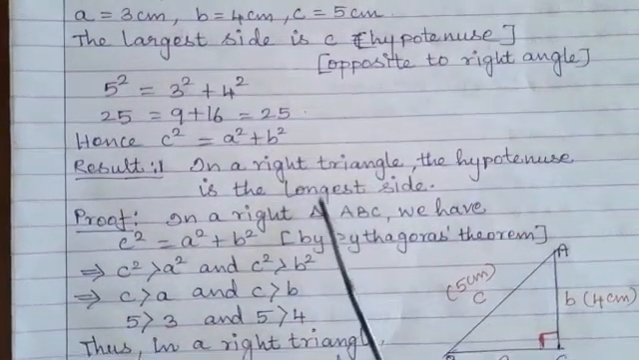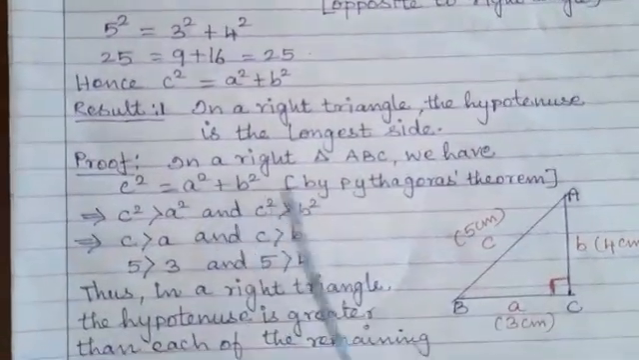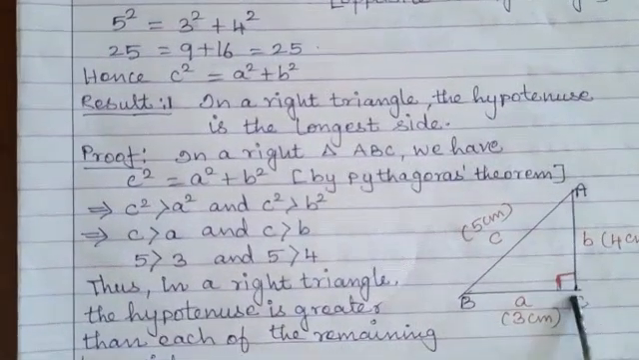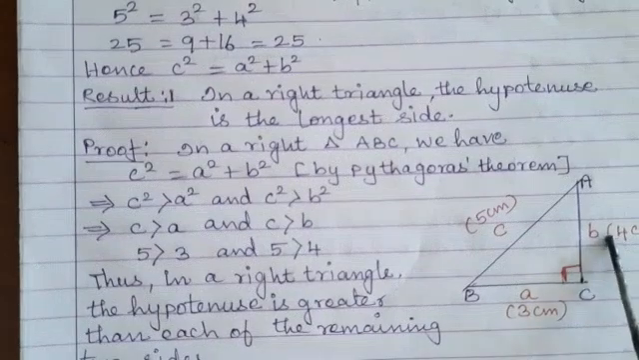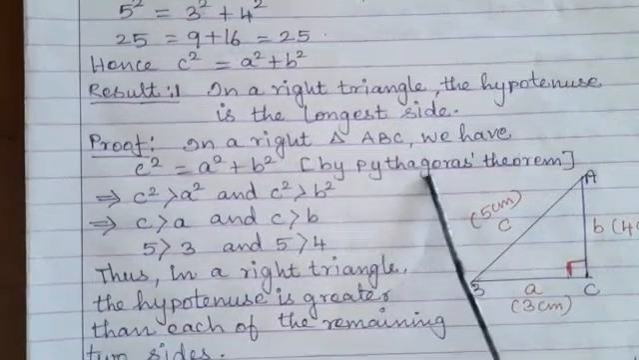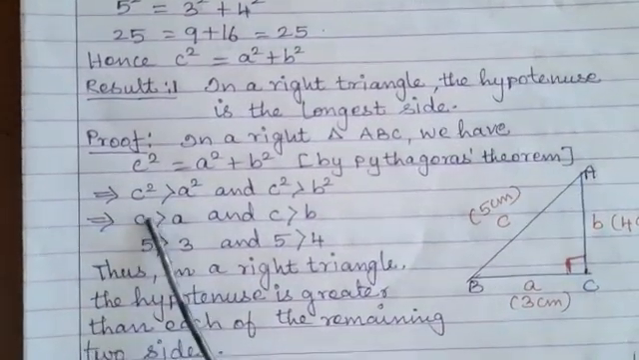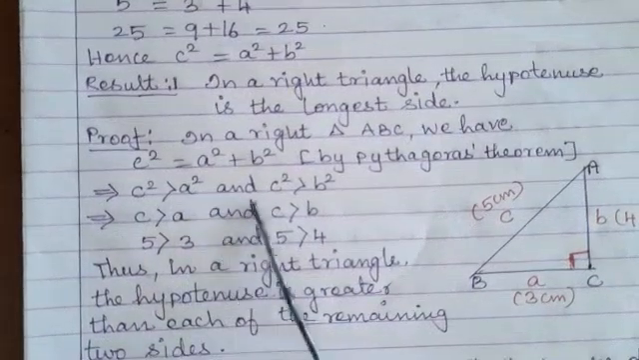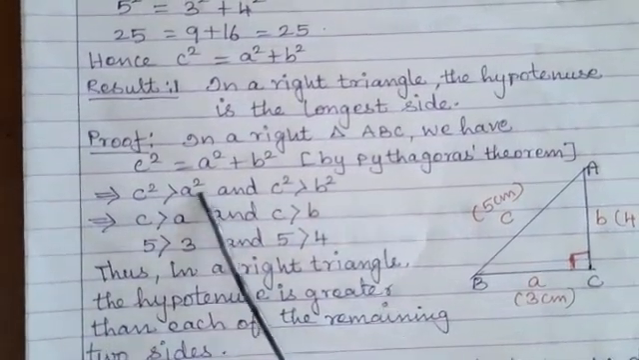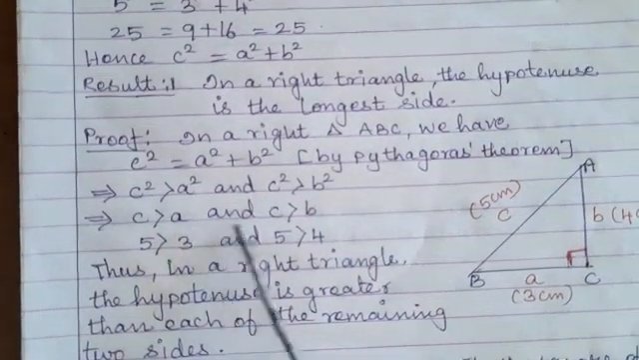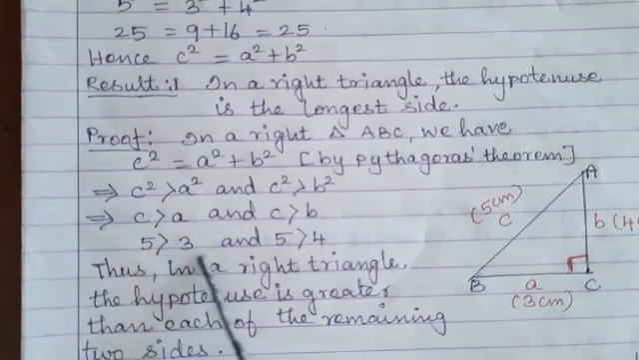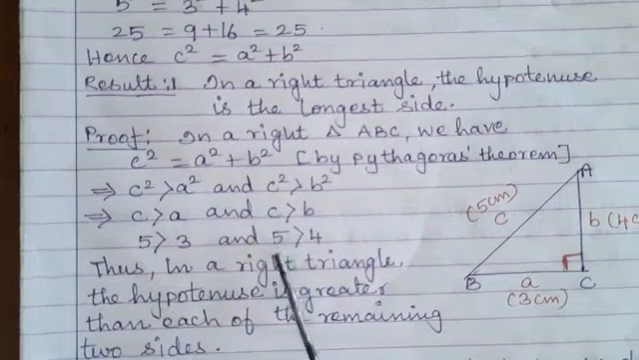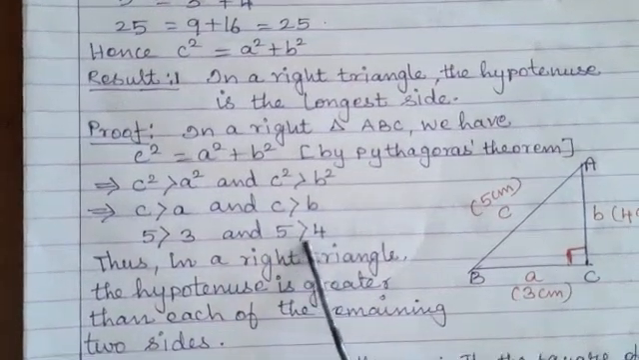We told that. How to prove it? In a right triangle ABC, we have c squared is equal to a squared plus b squared by Pythagoras theorem. Now c squared is greater than a squared and c squared is greater than b squared. That is, c is greater than a and c is greater than b. Here c we are keeping as 5, so 5 is greater than 3, and b is 4, so 5 is greater than 4.